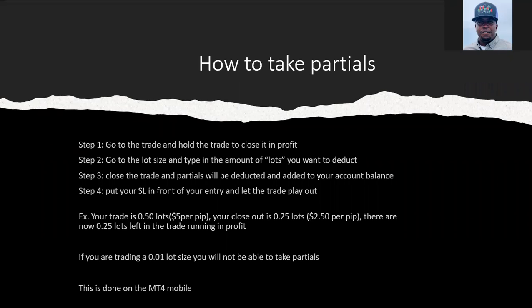If you are trading a 0.01 lot size, you will not be able to do this. You could do this on a 0.02, but you can't do this on a 0.01. And this is done on your mobile. This is done on your phone. Taking partials is done on your phone.